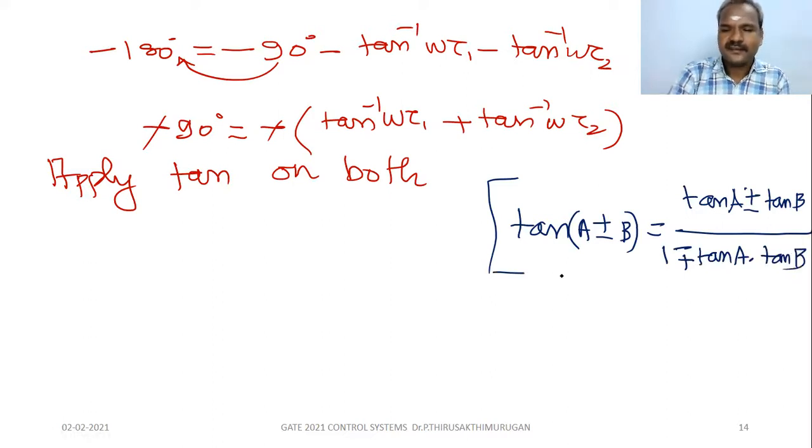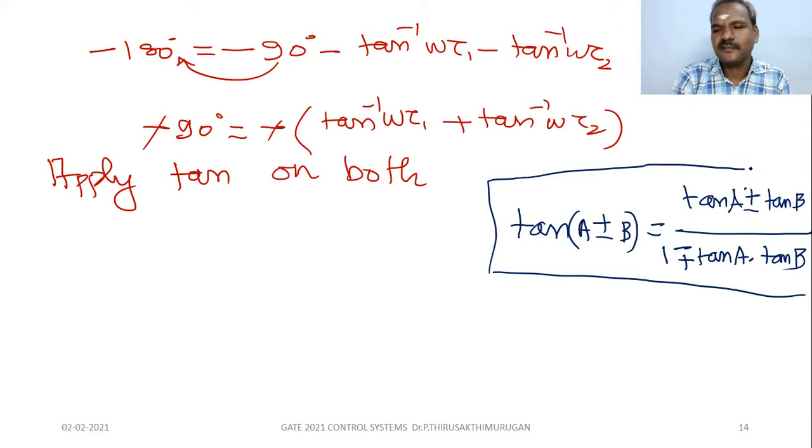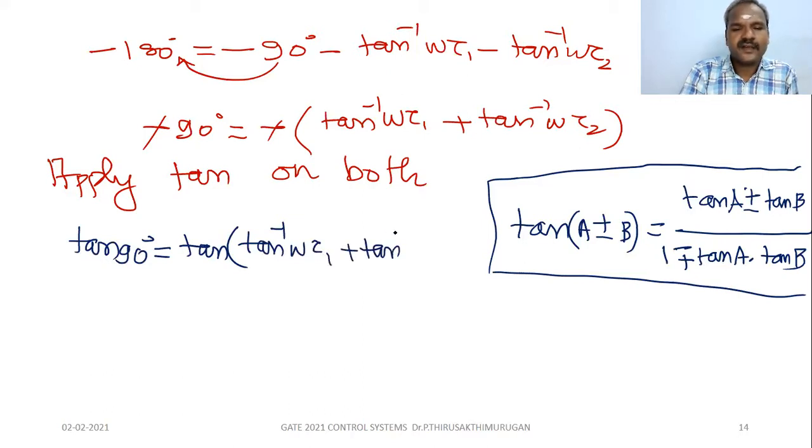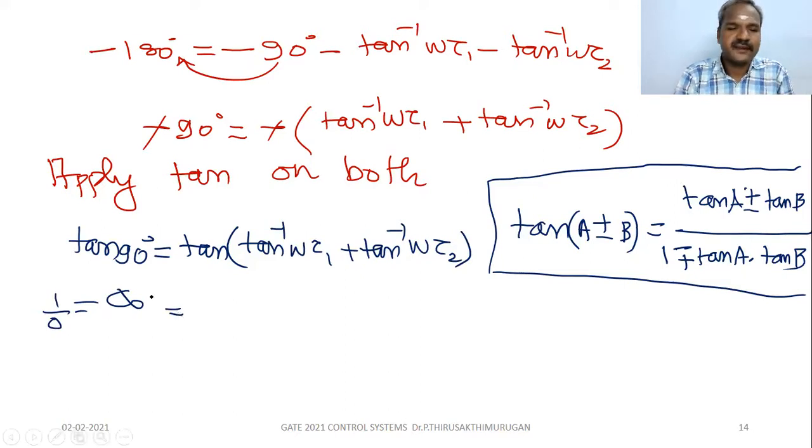Please remember, this formula is most important in many cases. So when I apply tan on both sides, tan 90 equals tan inverse of omega tau 1 plus tan inverse of omega tau 2, right? Tan 90 is infinity, say 1 by 0. Anything divided by 0 is infinity. Let us take 1 by 0.